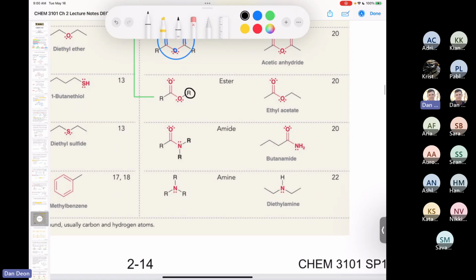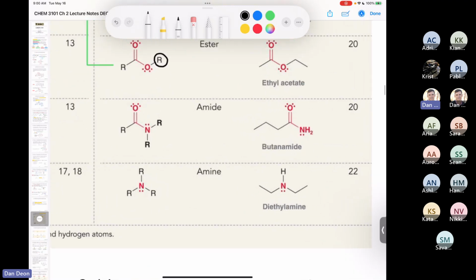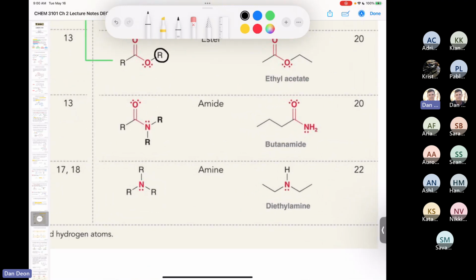All right, the next one is an amide. If you've studied biology and talked about peptides, has anybody here ever discussed peptides and proteins in biology class? So you might have heard of a peptide bond before. Well, a peptide bond is nothing more than an amide bond between two amino acids. Anyhow, an amide is when we have a carbon with a double bond to oxygen, and then we have a nitrogen attached to it like this. So that is an amide.